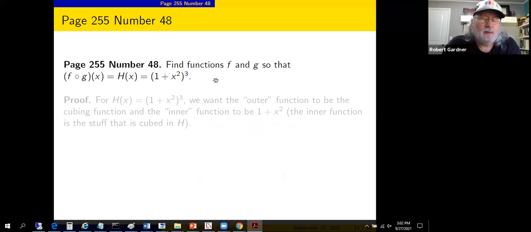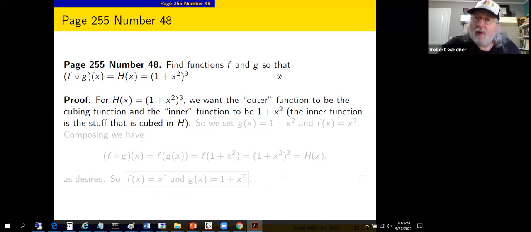Okay, this deals with compositions as well, but in a slightly different way. Find functions f and g so that f composed with g of x equals this function, (1 plus x squared) cubed. Here you very much want to think of that output function, that h of x function as they call it, as an inner function and an outer function.